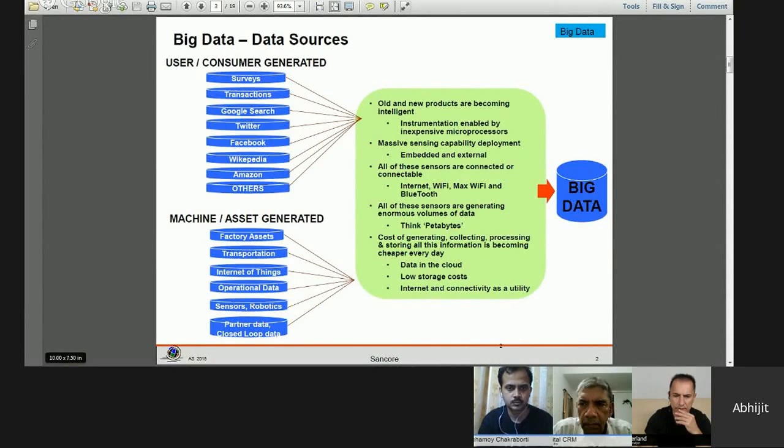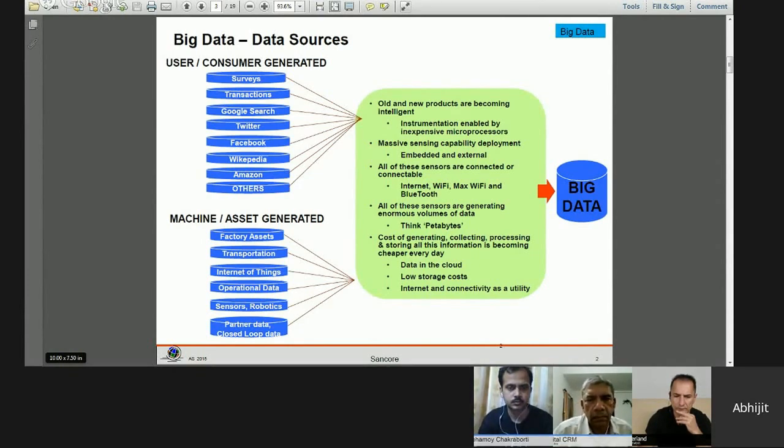There is operational data, there are sensors and robotics, there is partner data, closed-loop data, and so forth. So what is happening as this whole user or consumer-generated data is being generated, as well as the machine or asset data. These are all enabled by inexpensive microprocessors. There is also sensing capability at the same time. These sensors are connected, and these sources are generating enormous volumes of data. Think in terms of petabytes, exabytes, etc.